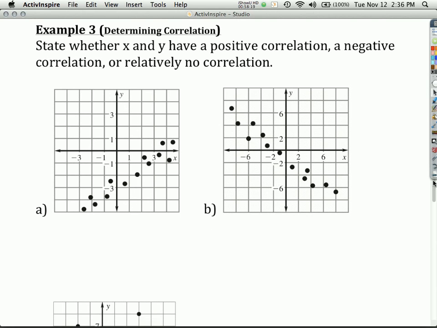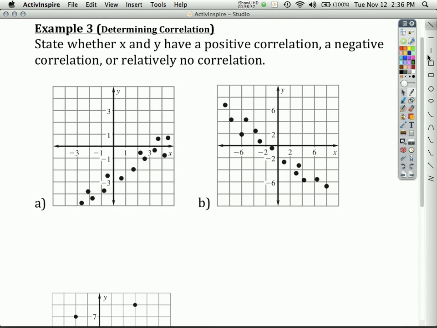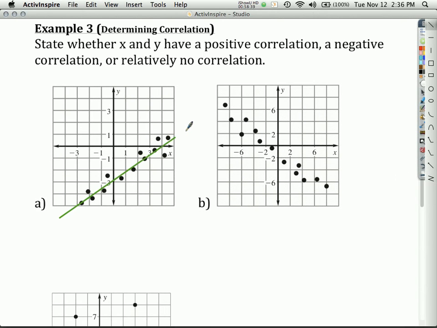We need to understand the concept of positive correlation, negative correlation, or no correlation. And it's quite simple. If the data seems to move up and to the right, then it's going to be a positive correlation. It's a way of saying a relationship. So, this is clearly moving up and to the right. That is a positive correlation. If it's moving down and to the right, that's a negative correlation.